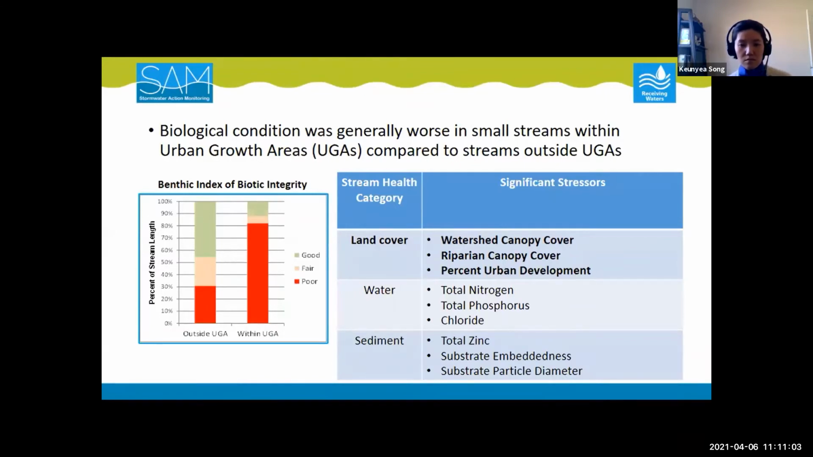And we also found key stressors that caused a poor B-IBI score in the region. Among those stressors, land cover information, including canopy cover from the watershed or riparian level, and urban development level explain the B-IBI score the most.